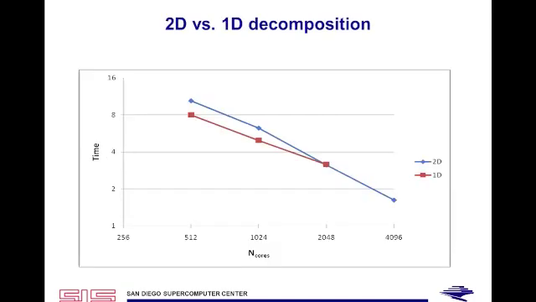And here are plots comparing one-dimensional versus two-dimensional decomposition. Although one-dimensional decomposition wins a little bit at lower core counts, in this case, this data is for a 2048 cube grid. But you can see that it can only go as far as 2048 cores. It just does not scale any further. Two-dimensional decomposition can scale further.